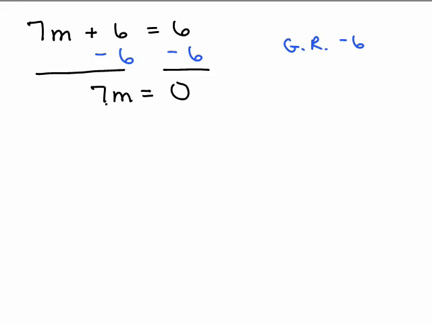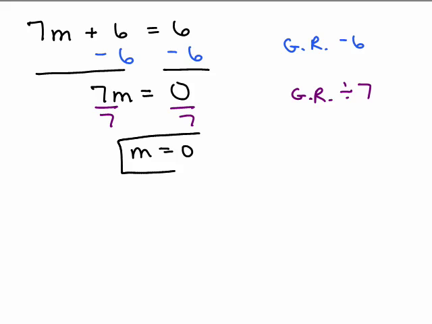All right, so I have 7 times something equals 0. To undo that, I'll have to divide both sides by 7, right? The golden rule of dividing by 7. So I'm going to get m equals 0.